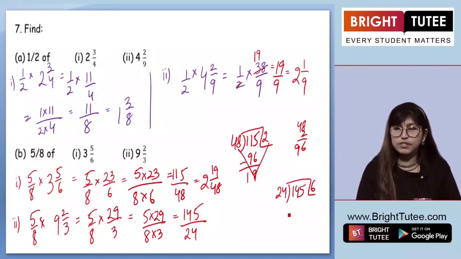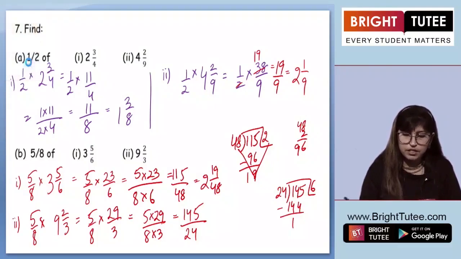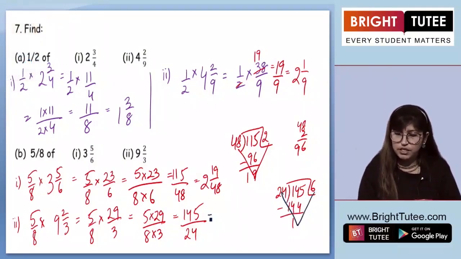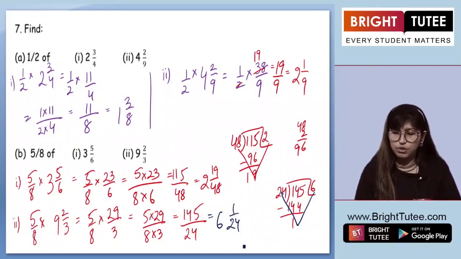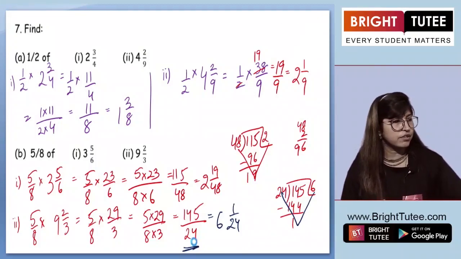So once we'll be dividing it this way, we'll be going ahead with 6. So 24 6s are 144. So we are left with only 1. So what will be the final answer? In mixed fraction, we'll be getting 6 1 by 24. So once we solve it, we get the improper fraction which we have.